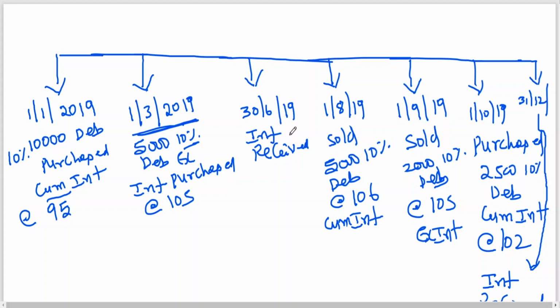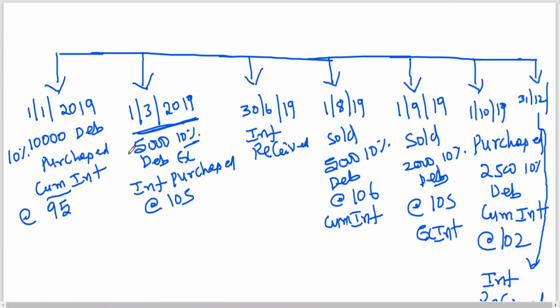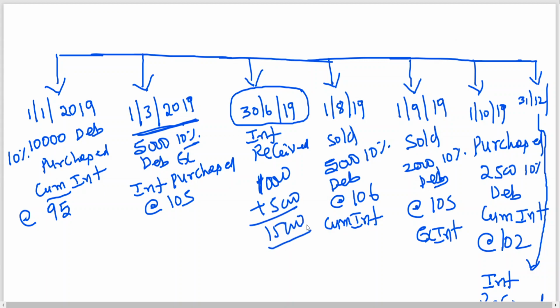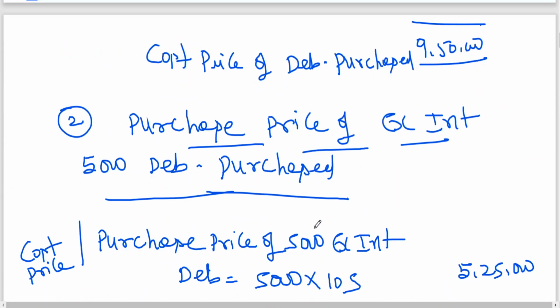On 30th June, interest has been received. On how many debentures? 10,000 debentures which you purchased on 1st January, and 5,000 debentures which were purchased on 1st March. The company policy is to pay interest on 30th June. On this date, the number of debentures with the company is how many? 10,000 plus 5,000. How many debentures will be receiving interest? 15,000 debentures.